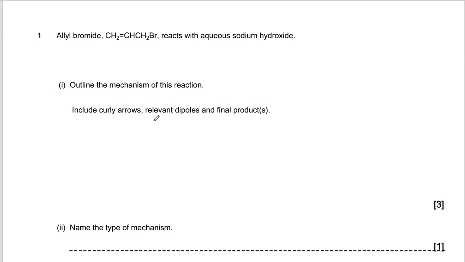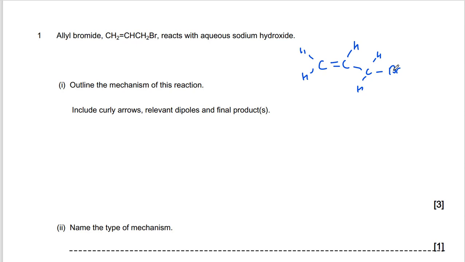So we've got a question then. Allyl bromide reacts with aqueous sodium hydroxide. Outline the mechanism. Standard A-level question. So the first thing I would do here is just draw it out, just to get the gist of what's going on here. So you've got carbon to carbon double bond, you've got H2 on the one, and you've got what looks like another H, and then a carbon, hydrogen, bromine. So allyl bromide, you've got 3 carbons, 4 hydrogens, and a bromine. There you go, that's nice and straightforward.